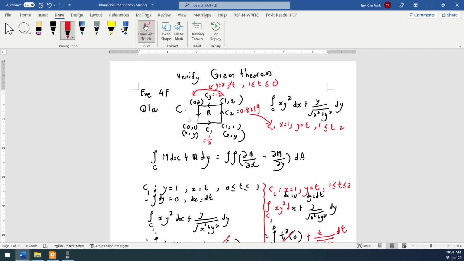you need to find C4. C4 moves from (0, 2) to (0, 1), meaning x is constant, where x equals 0. y equals t, y from 2 to 1. That's why t goes from 2 to 1.